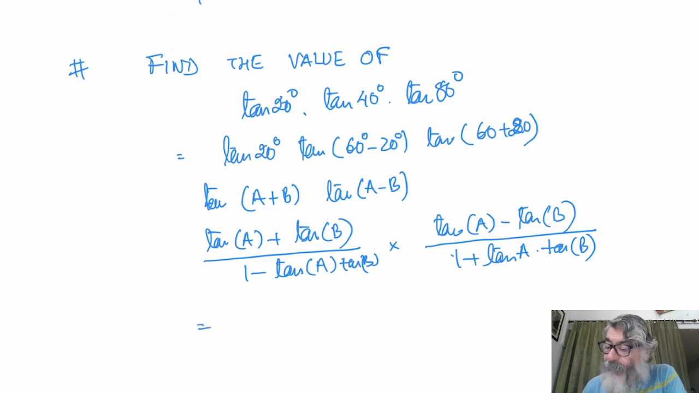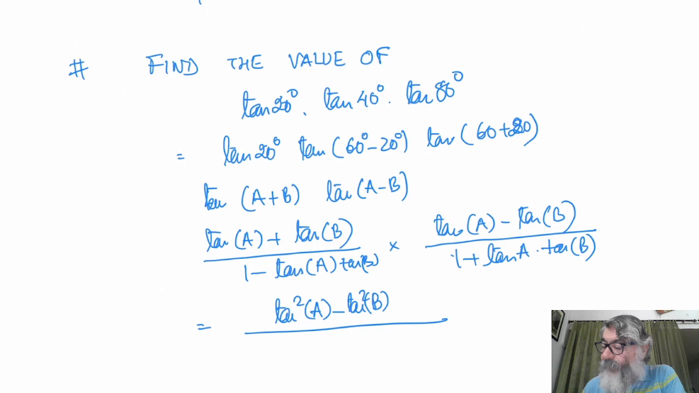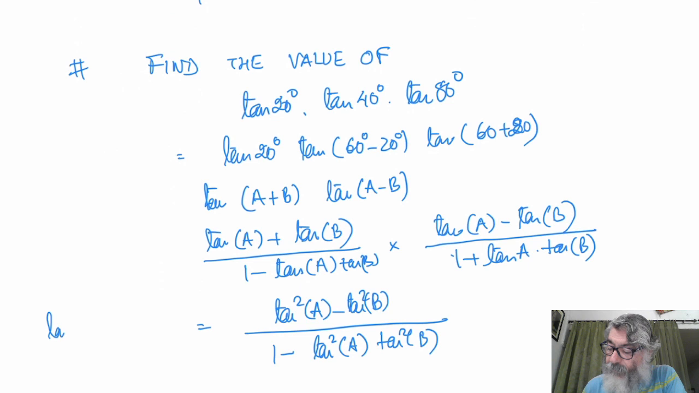When we multiply this, it is a plus b, a minus b, a square minus b square. So tan square a minus tan square b. Similarly, in the denominator also 1 minus, 1 plus, so 1 minus tan square a tan square b. So this is actually the formula you can remember in terms of tan(a plus b) and tan(a minus b), like this.